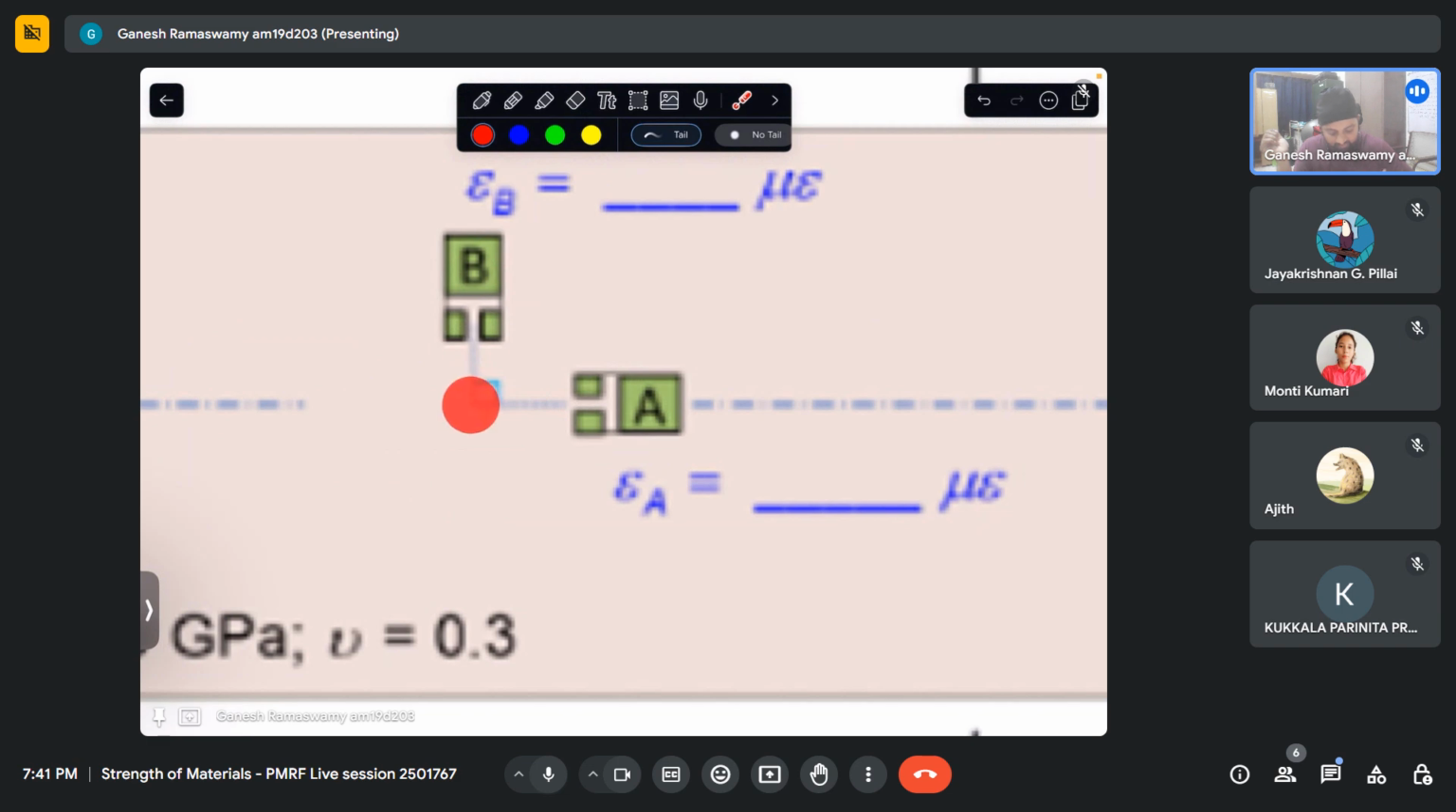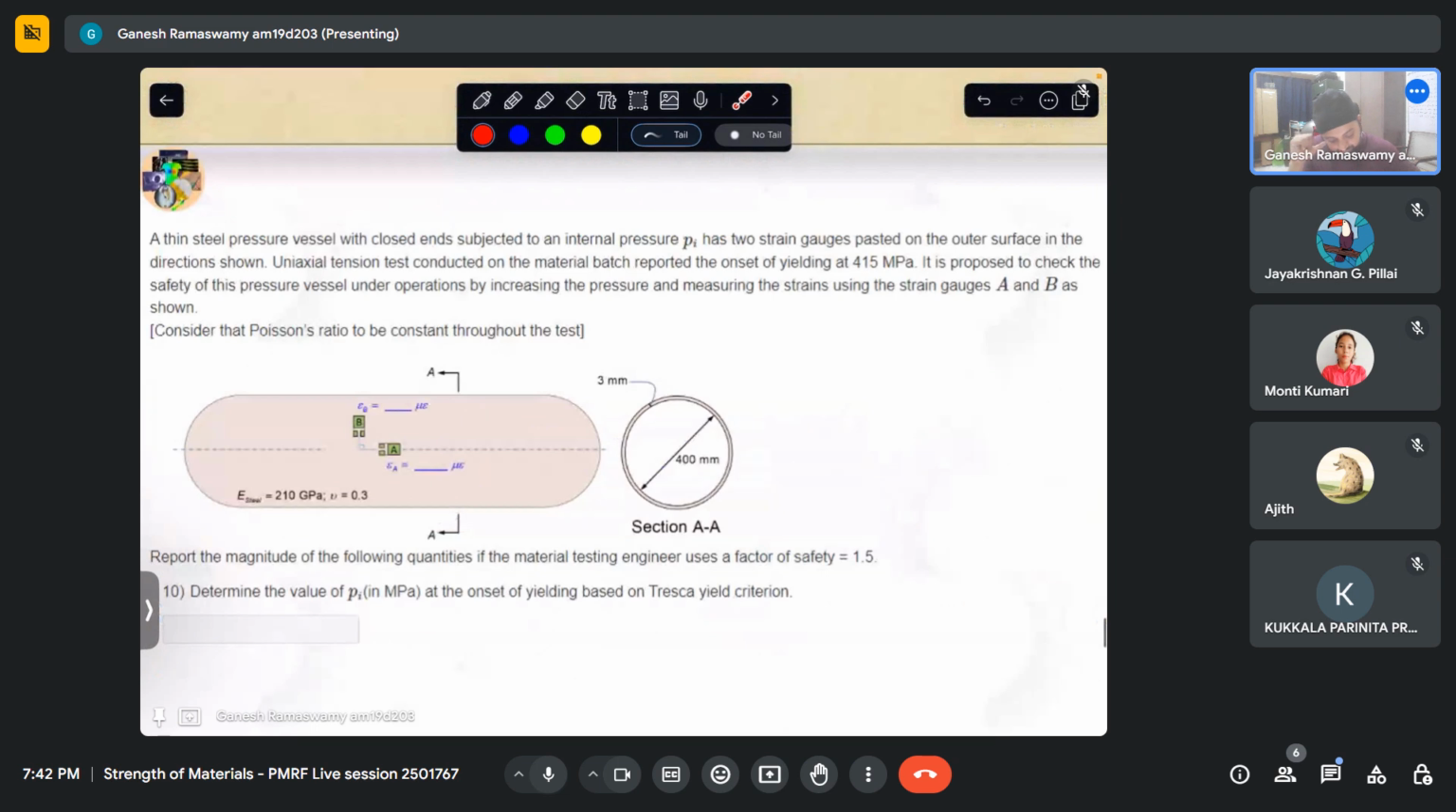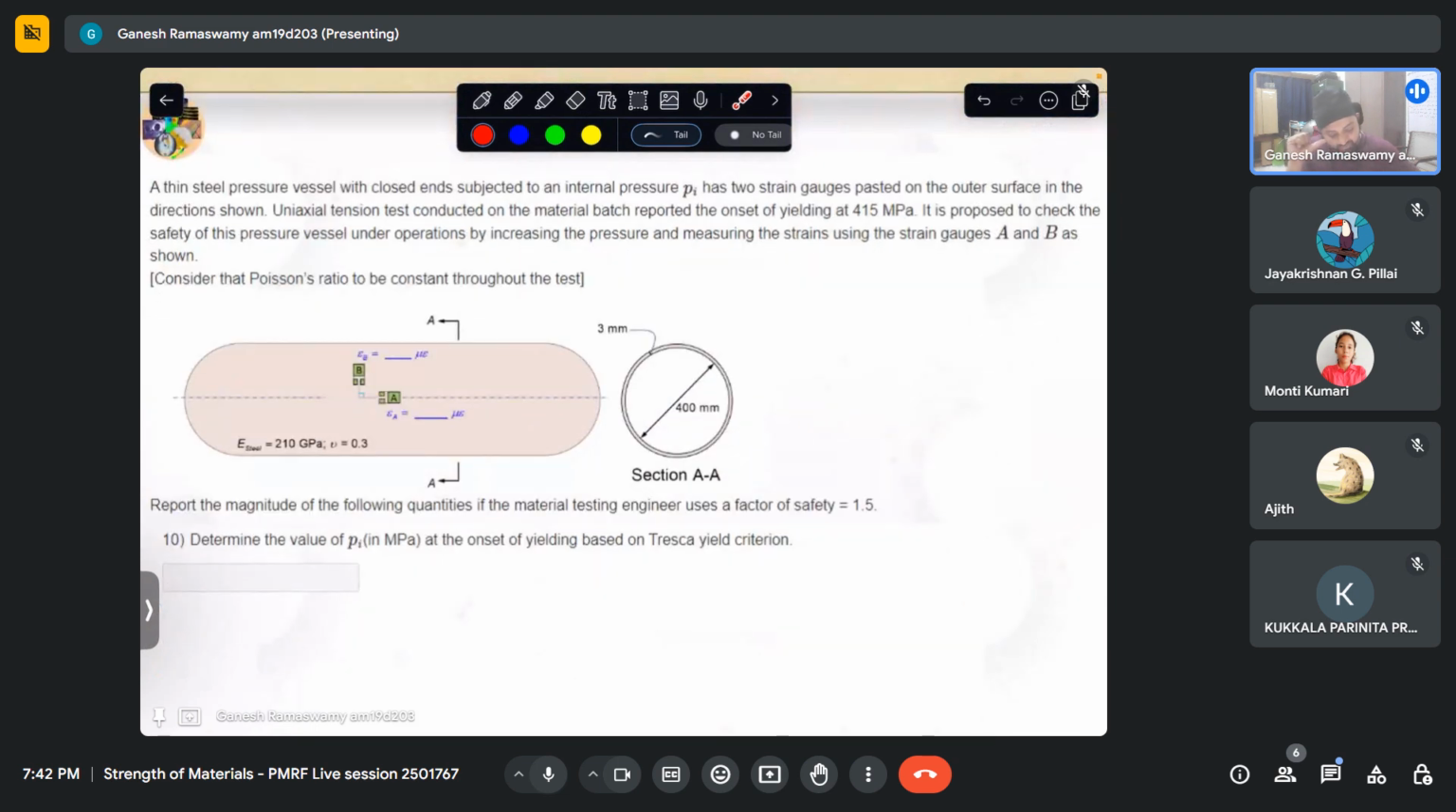So strain gauge A is measuring strain along that direction, and strain gauge B is measuring strain along that direction. So it has two strain gauges pasted on the outer surface of the vessel in the directions shown. It is pasted on the outer surface, and we know that the outer surface is free. So there is no traction applied on the outer surface, which means we have one stress.